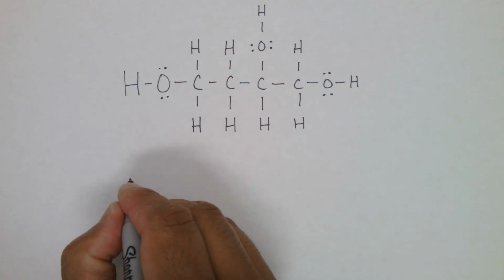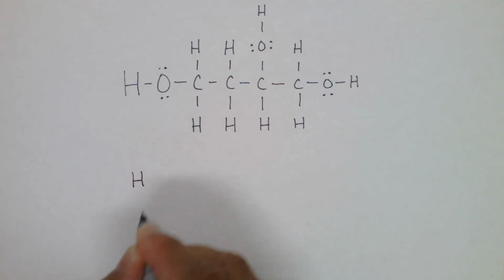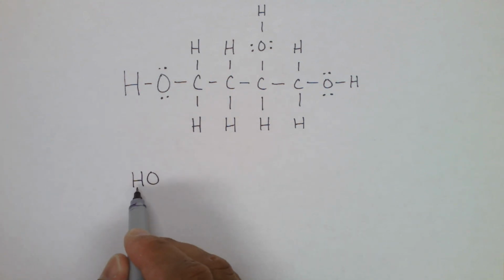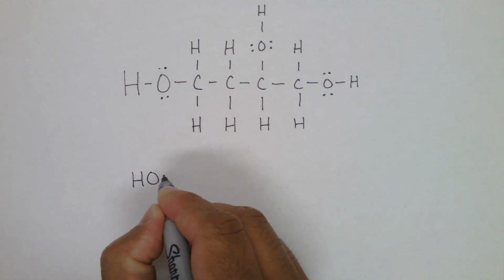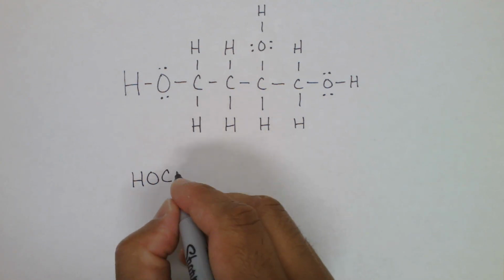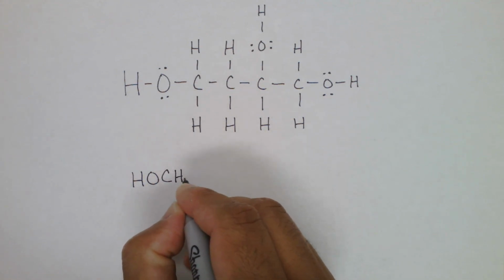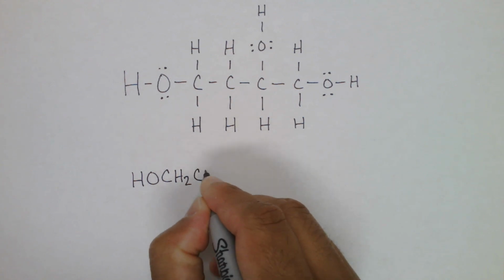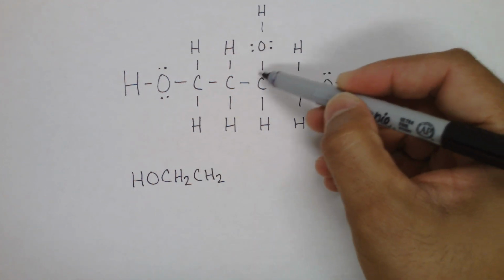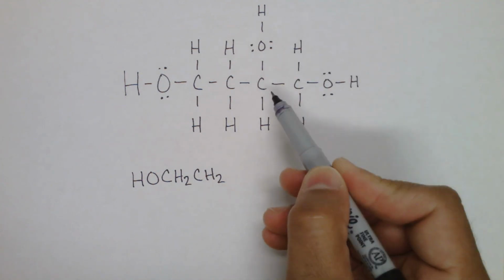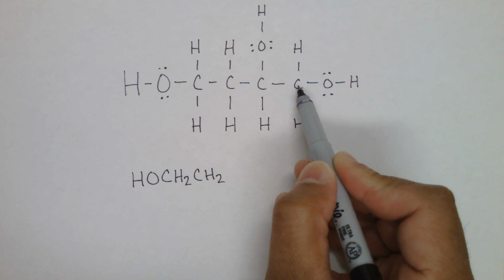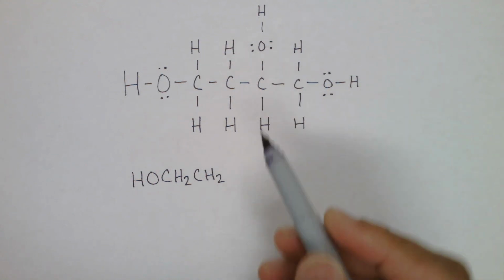So for condensed formulas, when you start with an alcohol, we usually write the HO first and then continue on with the carbon. So here we have a CH2, another CH2, and right here we see something interesting, some branching happening. So in this chain, this carbon is bonded to another carbon and an oxygen.